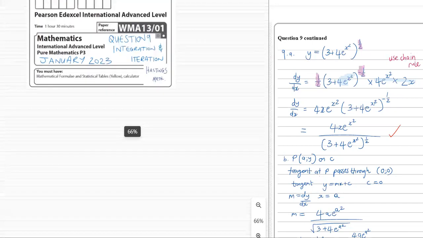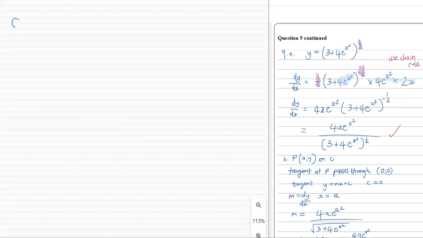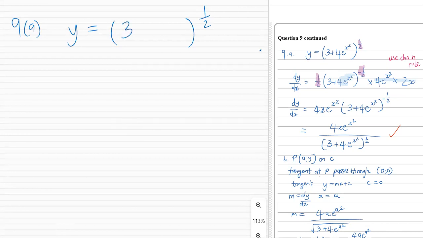Doing question 9A, they give you this curve. And the first thing I do is, we have a square root, so I immediately change the square root. I know that it's the power of a half. It's the same thing. So I just rearrange the equation to suit my needs.